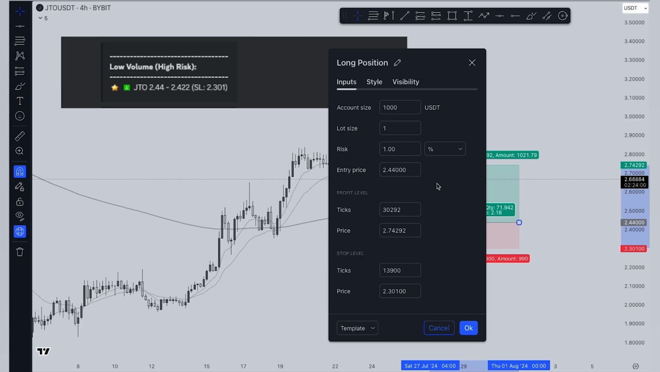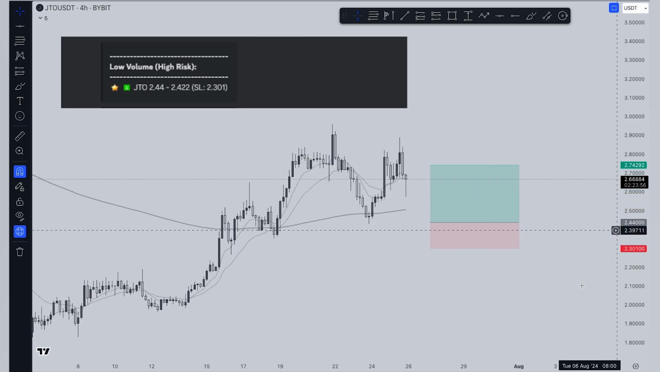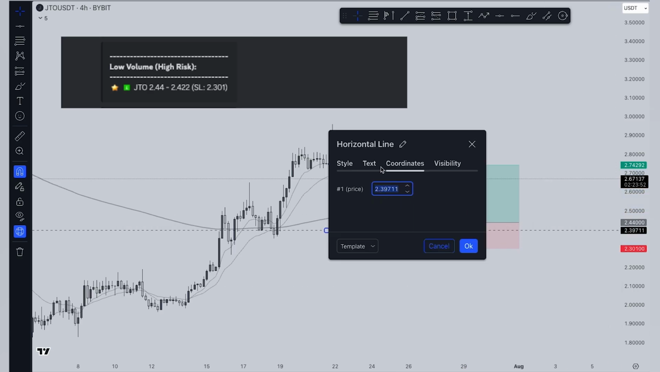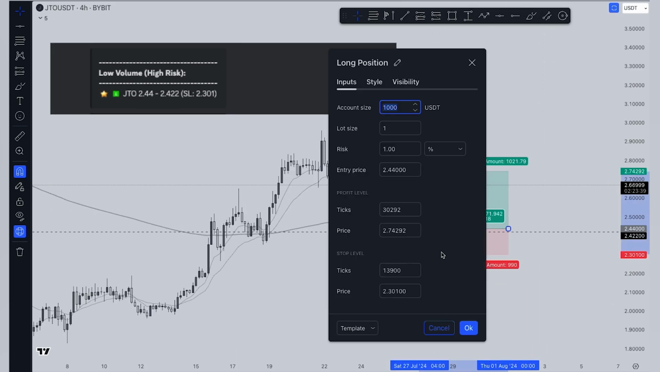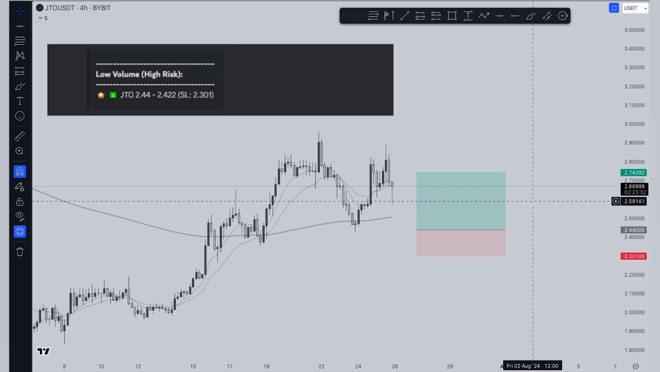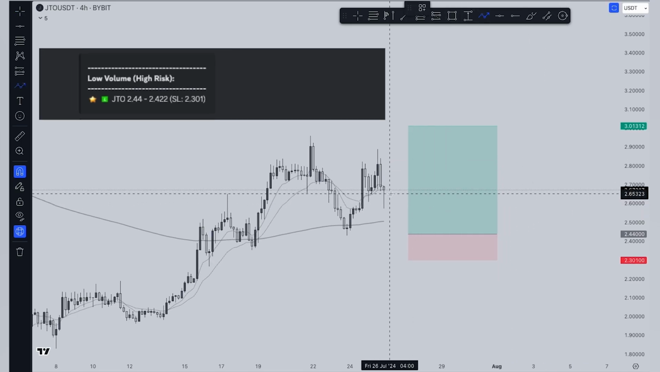So now that we have that, let's set our DCA bid as well. We are DCAing at 2.422. Since the DCA bid is so close to the entry, we're just going to do a singular entry here, okay? So if price fills us, we are risking 5% always.